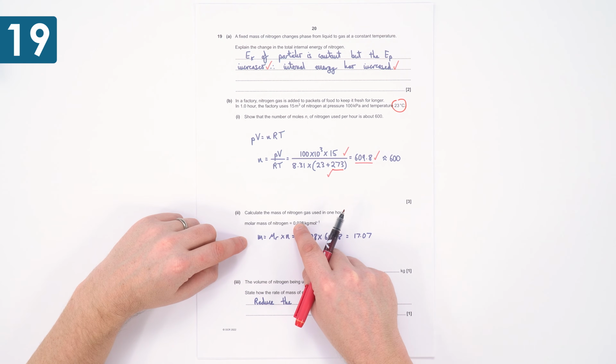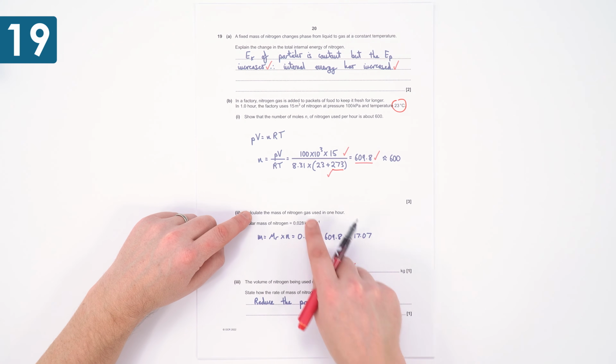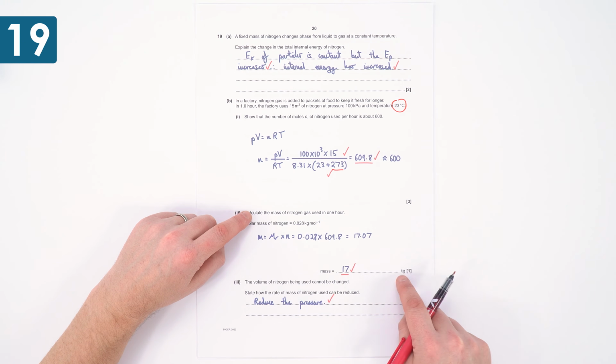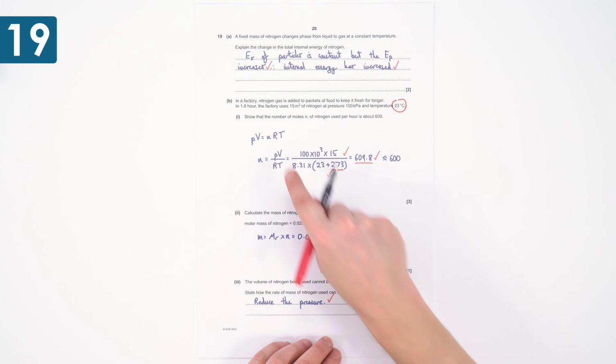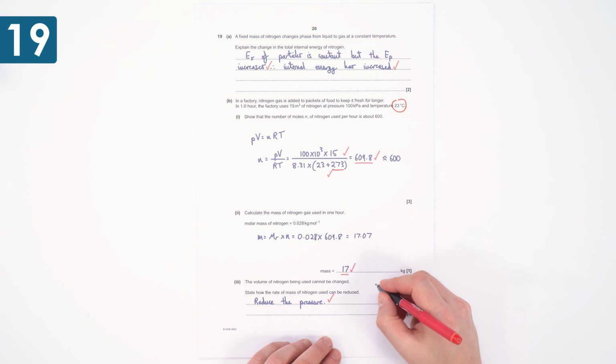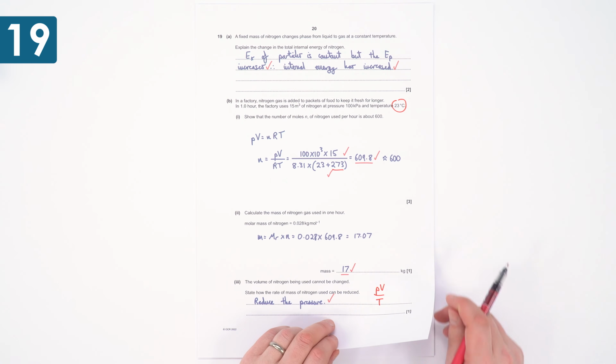Then into a little bit of chemistry. The total mass is going to be equal to the number of moles times the molar mass. Multiply the two together to get 17 kilograms. And it says here that the volume of nitrogen cannot be changed. Now, of course, from this equation over here, we know that PV over T is constant, and that means you can either reduce the pressure or you could increase the temperature. So that's two ways to reduce the rate that the mass of nitrogen is used.